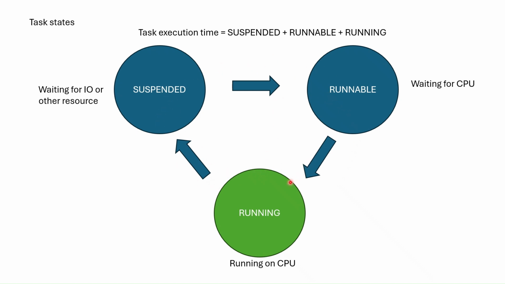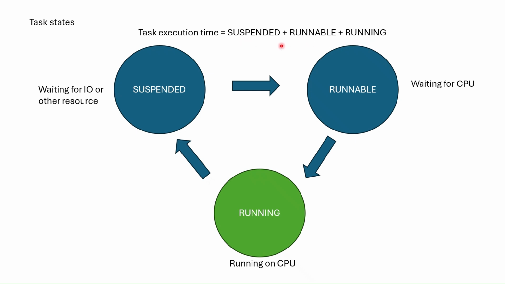The total execution time will include time in running state, when the task is actually executed, time in runnable state, when the task is waiting for the CPU to execute, and time in suspended state, when the task is waiting for resources. The goal of any performance tuning in SQL Server is reducing task execution time. You can achieve this by reducing the time that a query task spends in any of these states.